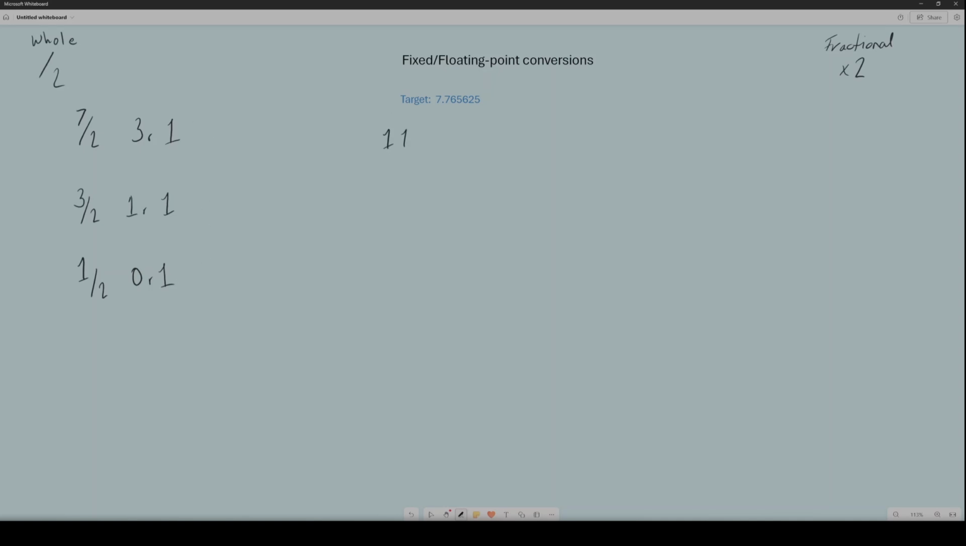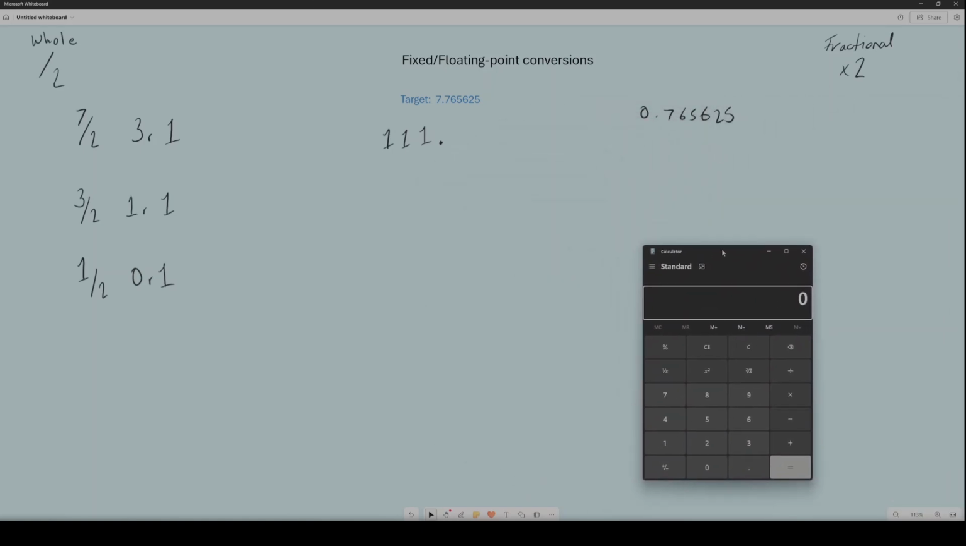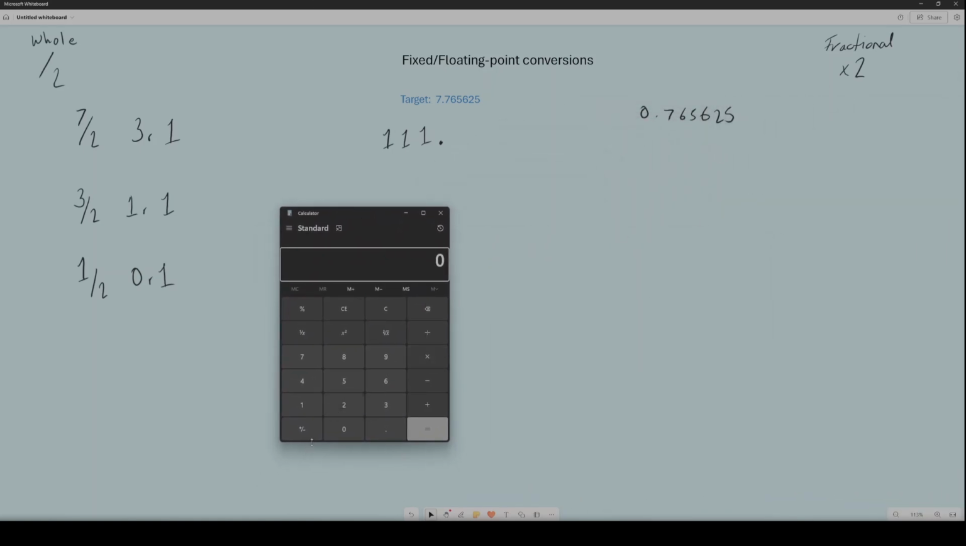This is 7. Now, of course, we could have done this just using the place values, but if you've got a larger number and you want to do it quickly, or at least show your working, then you can use that. Now on the right hand side, we're taking the fractional part of the number, the 0.765625. What we do there, instead of dividing by 2 like we did with the whole, we times by 2. So we take that value and then we multiply it by 2.